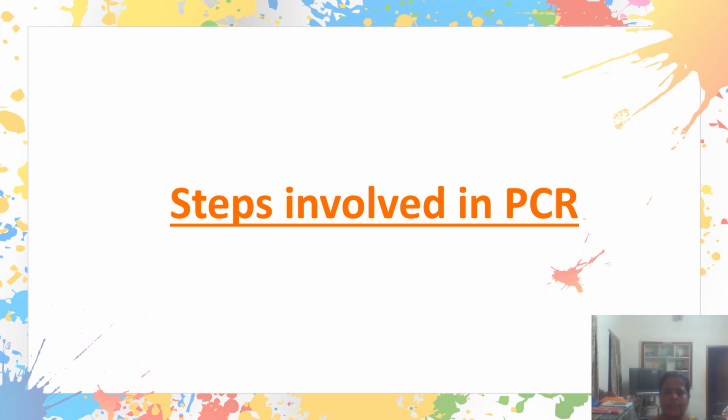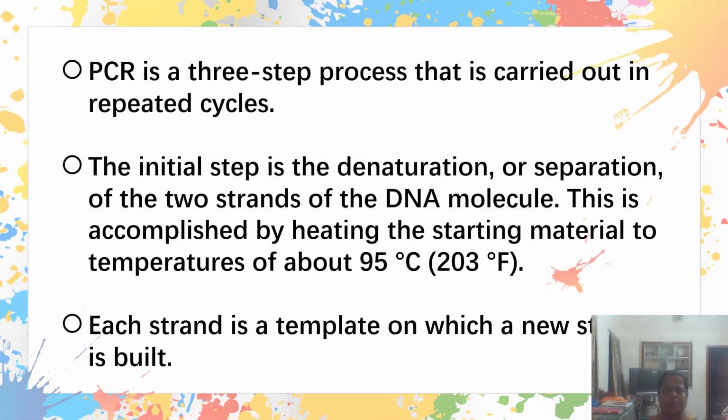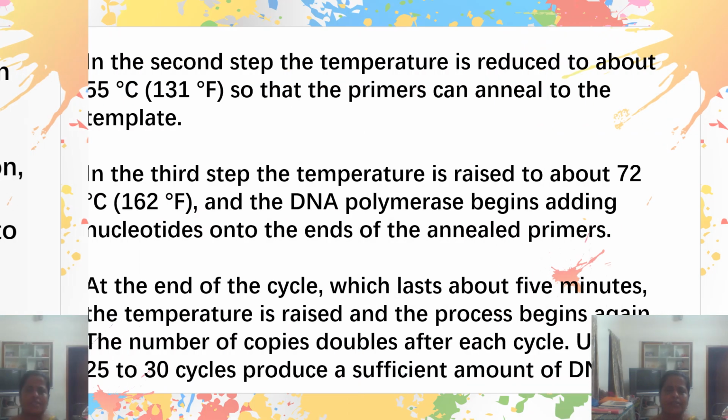Steps involved in PCR. PCR is a three-step process that is carried out in repeated cycles. The initial step is the denaturation or separation of the two strands of the DNA molecule. This is accomplished by heating the starting material to temperatures of about 95 degrees centigrade. Each strand is a template on which a new strand is built.